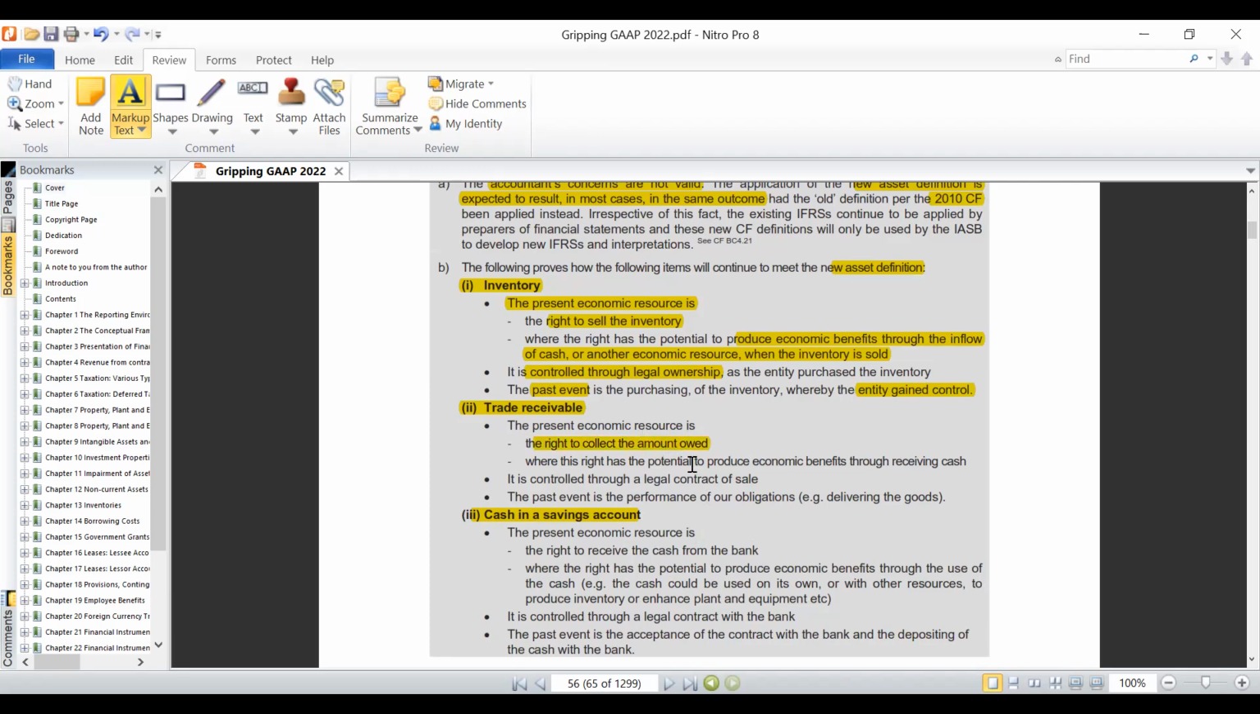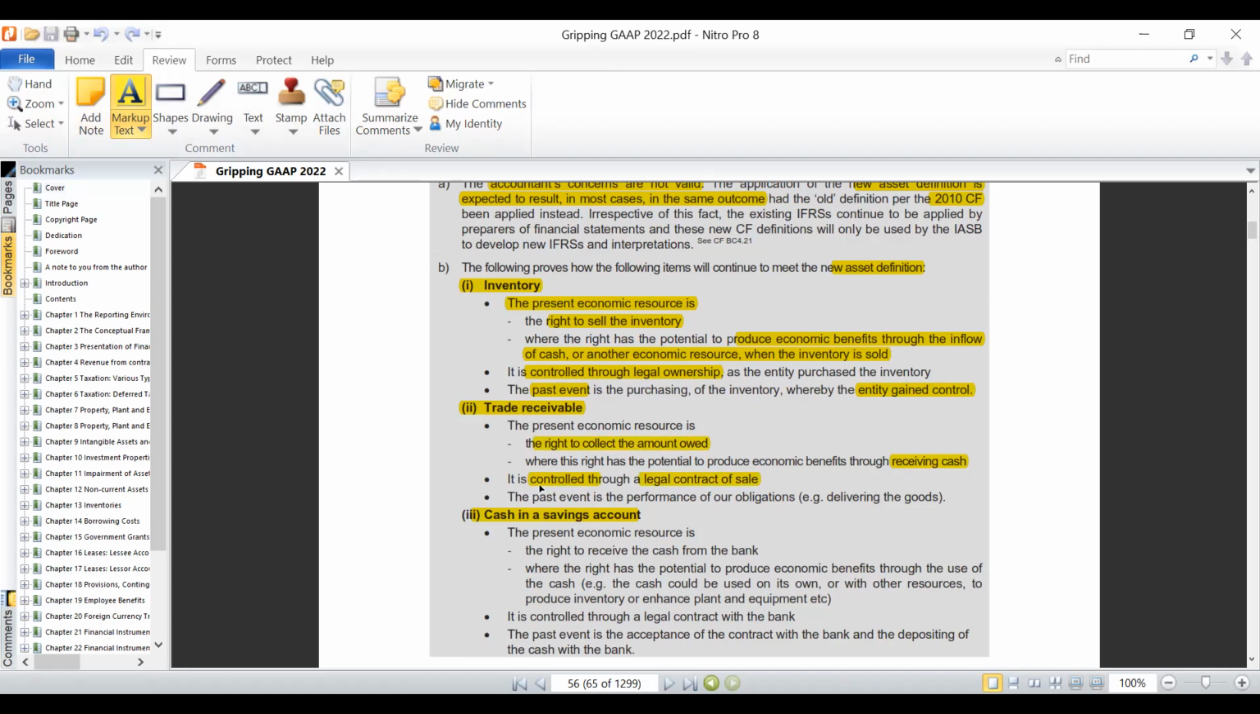Now, if you receive this money, would there be any flow of economic benefits? Yes, there is. Through what? Through the cash that we are receiving. That cash, it will be recognized as part of our revenue anyways. Do we have the right to control the trade receivables? Yes. Why? Because there was a legal contract to sell the goods to the debtor in this case, which resulted in that trade receivables being in existence.